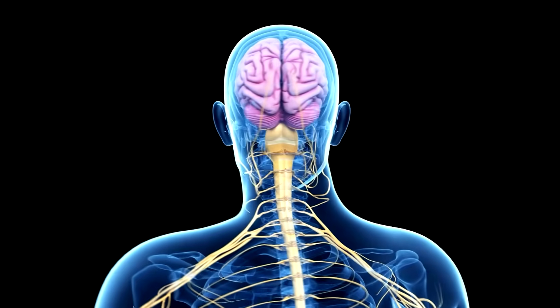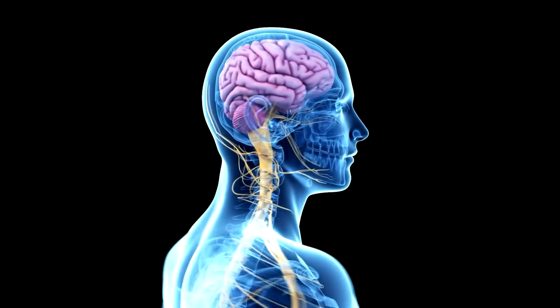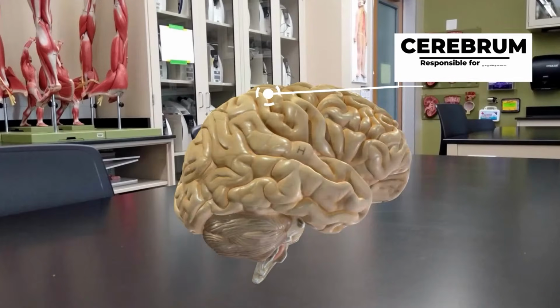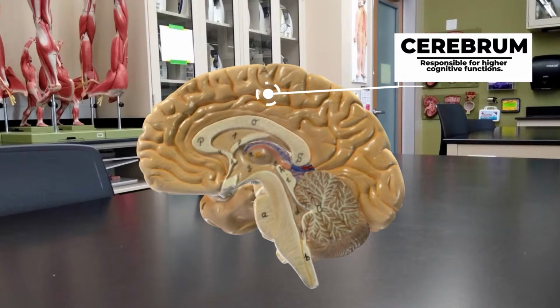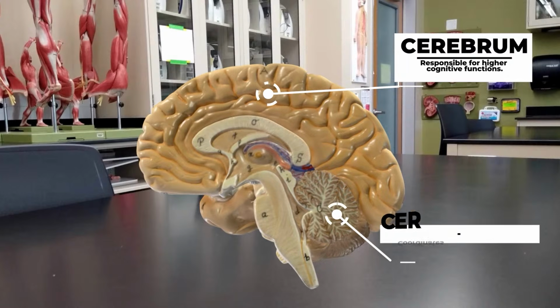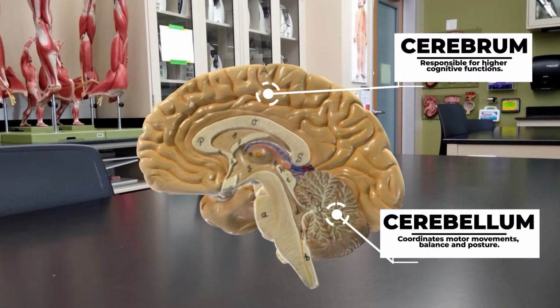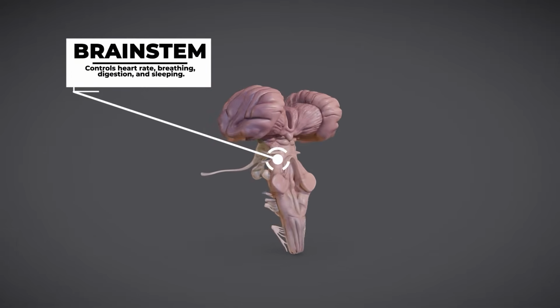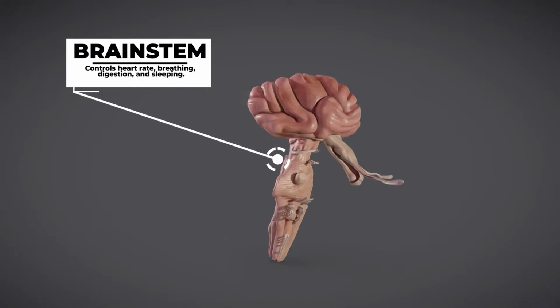Here is a brief overview of all parts of the brain. We will discuss every part in more detail later in the video. Cerebrum: responsible for higher cognitive functions. Cerebellum: coordinates motor movements, balance, and posture. Brainstem: controls heart rate, breathing, digestion, and sleeping.